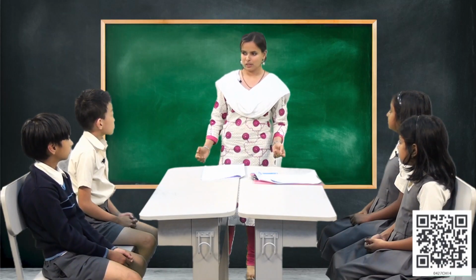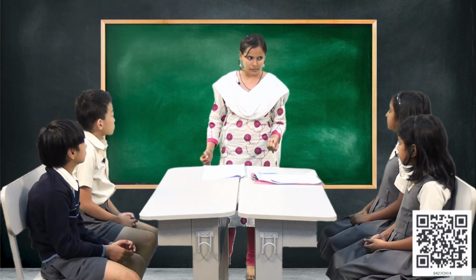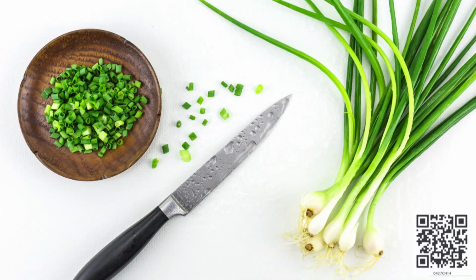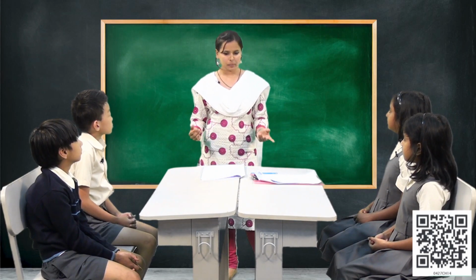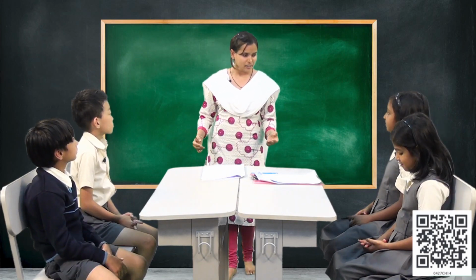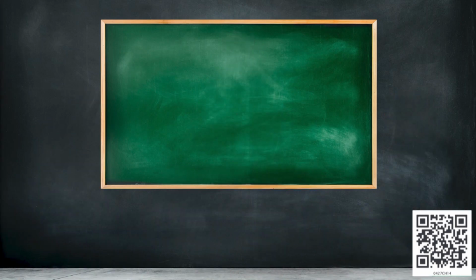Children, can you tell me the leaves of the onion, can it be used for any other purpose? Ma'am, they can be used as spring onion. Yes, when the onions are young, they can be used as spring onions. And it is necessary to know the right time to cut the onion crops. If they are not cut in time, they will get rotten.